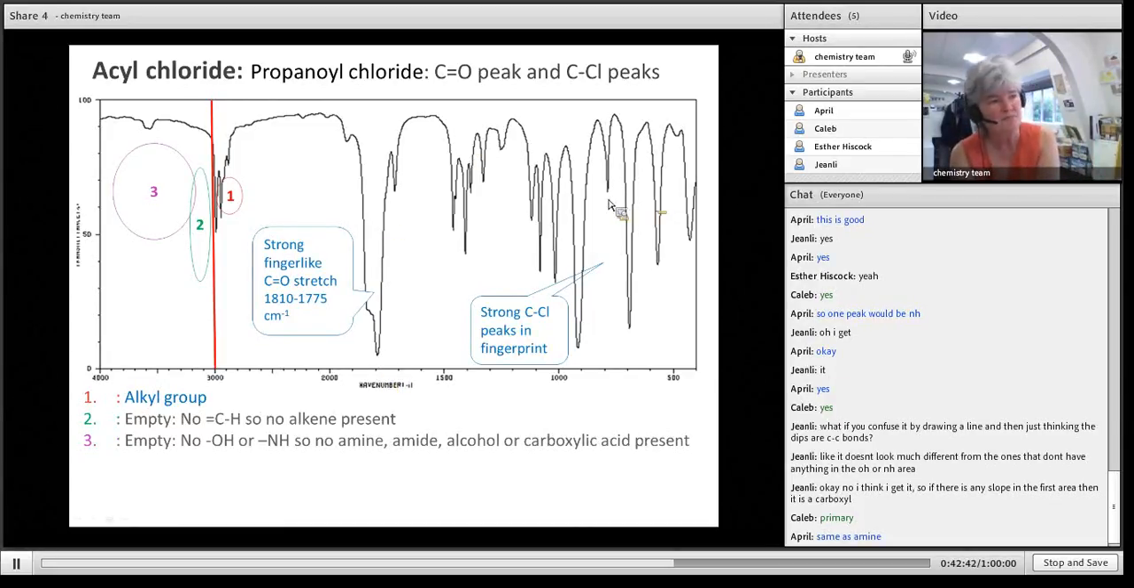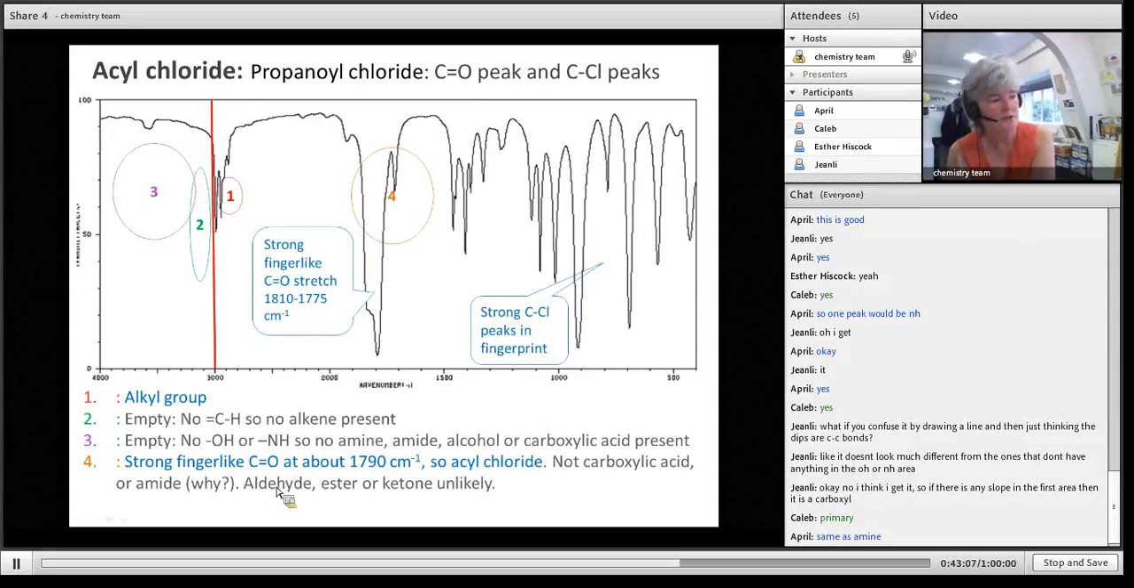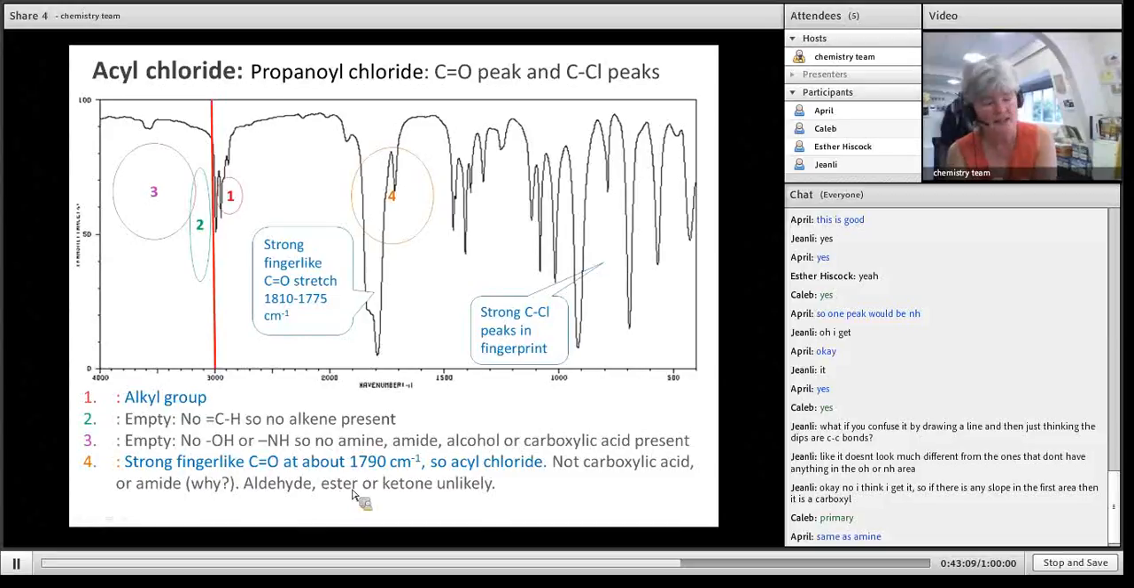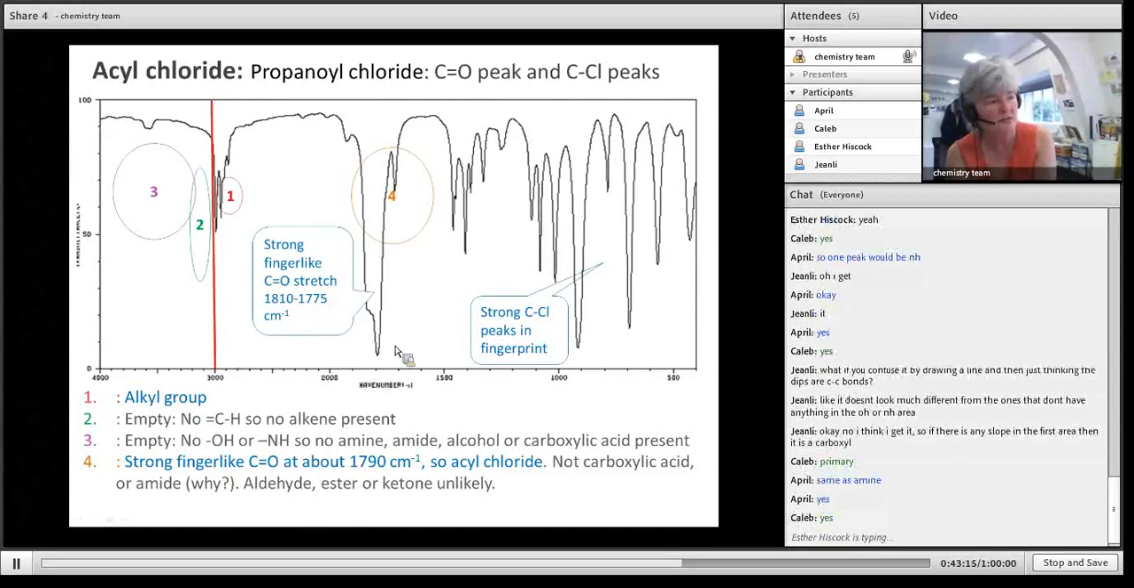And can you see all these big peaks down here? That's from the chlorine. So you can use that as supporting evidence, but you would use your mass spec when we do that to help support that. Okay, and then as I say, it's not carboxylic acid or amide, and I hope you can work out why: you can cancel them out, because there's nothing down here. And we know it's unlikely to be the aldehyde, ester, or ketone because this number is too high, because all the others come round about over here, 1720, and not 1795 or something, which is what this one is.